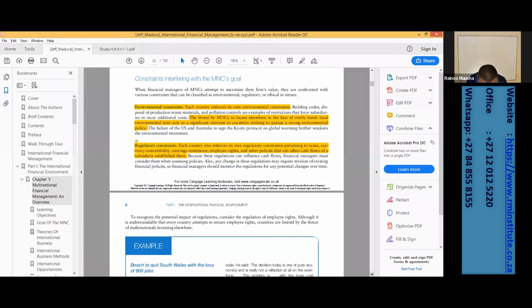And when you look at the environmental constraints, they say each country enforces its own environmental constraints. So the building codes, disposal of production waste material, and pollution controls are examples of restrictions that force subsidiaries to incur additional costs. So the threat by a multinational company to locate elsewhere in the face of overly harsh local environmental laws acts as a significant restraint to countries wishing to pursue a strong environmental policy.